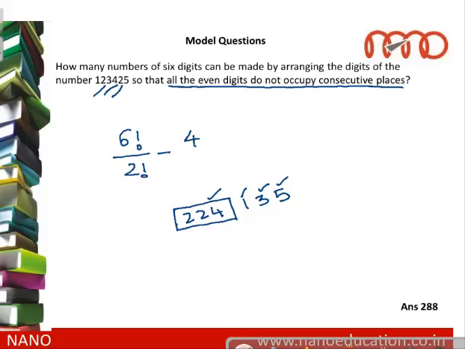I can permute them in 4 factorial ways, and within the packet 2, 2, 4 can be arranged in 3 factorial by 2 factorial. So the answer would be 6 factorial by 2 factorial, 360, minus 4 factorial into 3 factorial by 2 factorial, 72, which gives you 288.